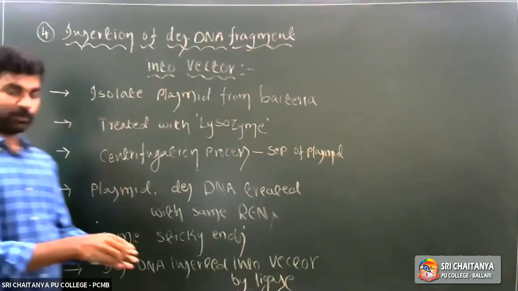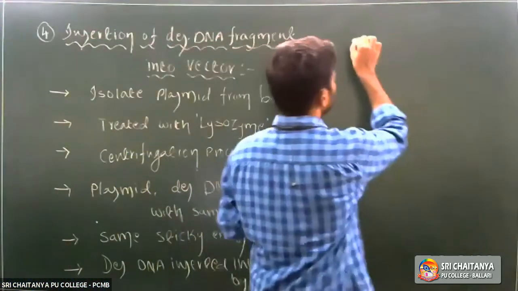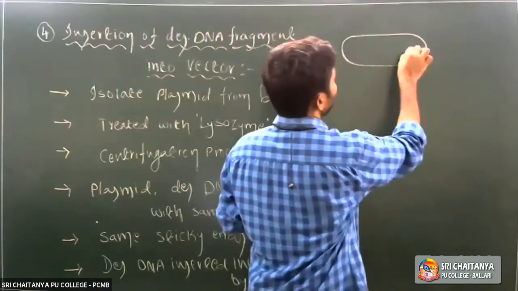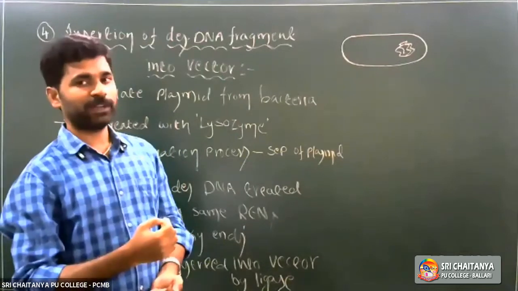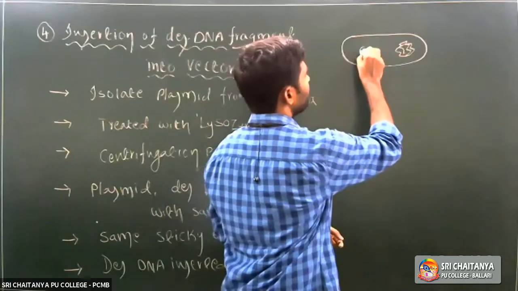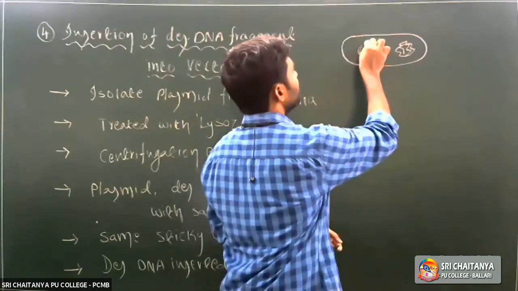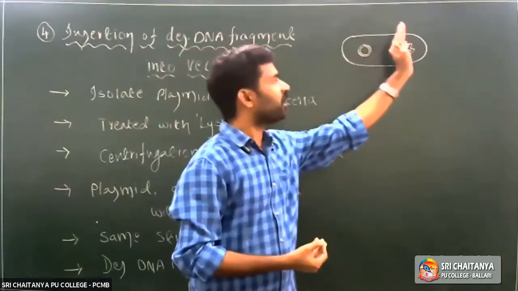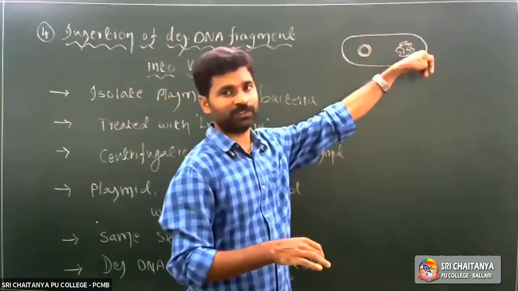I'll explain this information again diagrammatically, right? First we select a bacterial cell. In that bacterial cell, the main genetic material is the nucleoid. In addition to the nucleoid, it has a small circular double-stranded DNA. That double-stranded DNA may float freely in the cytoplasm, or it is sometimes associated with the nucleoid. Okay, right?